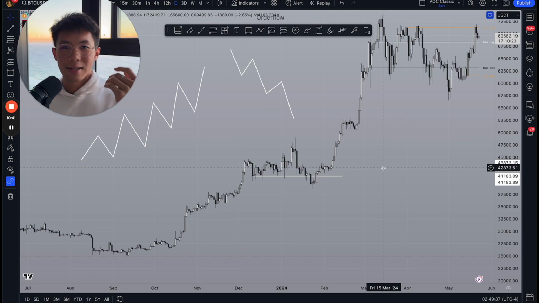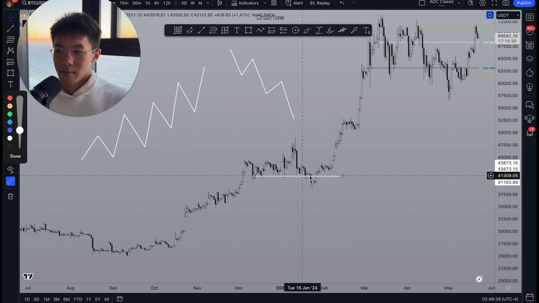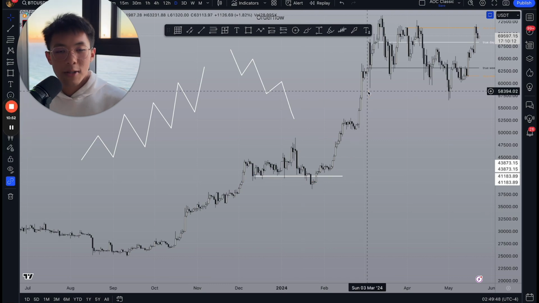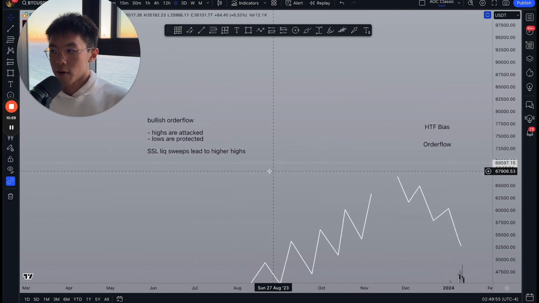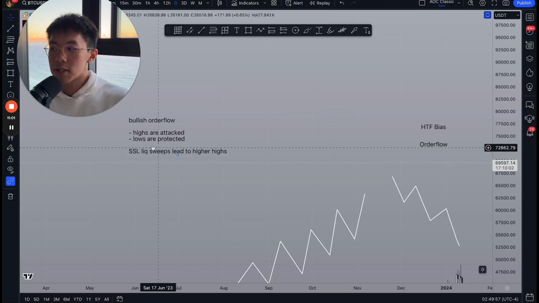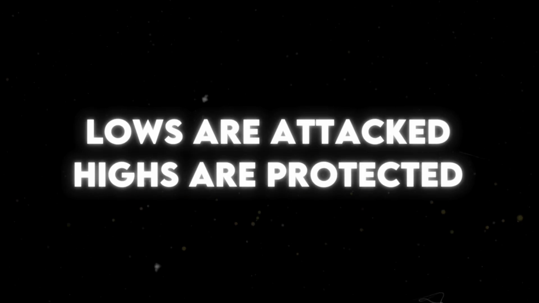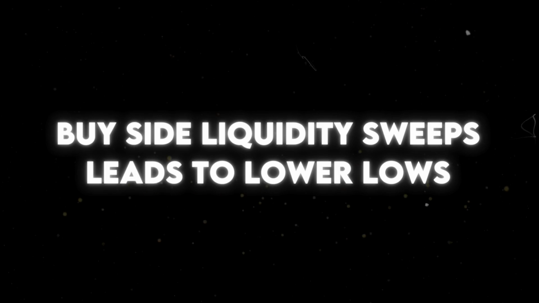The market makers. And that money goes directly to helping market makers move the markets higher. Of course, this is only the case if they have programmed their algorithms to deliver the markets in a bullish order flow. Now, in a bearish order flow, it's just vice versa of this, right? The lows are constantly attacked and the highs are protected. And when you're in bearish order flow, buy side liquidity sweeps lead to lower lows.